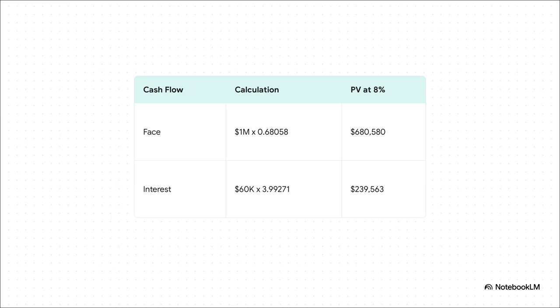First up, we take that $1 million face amount and multiply it by the present value factor for 8% over 5 periods. That gives us $680,580. Second, we take our actual annual cash interest payment, that's the $60,000 derived from our 6% stated rate, and we multiply it by the present value of an annuity factor for the 8% market rate. That lands us at $239,563. Notice the trend? Always use the market rate for those present value factors.